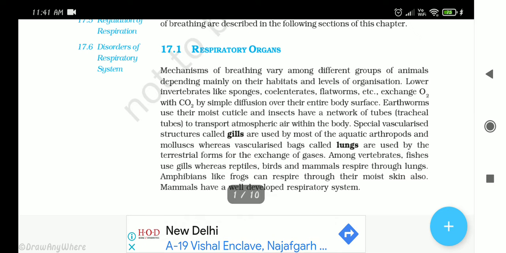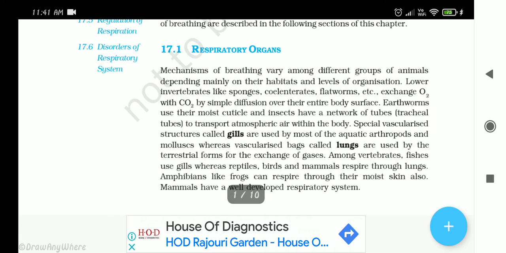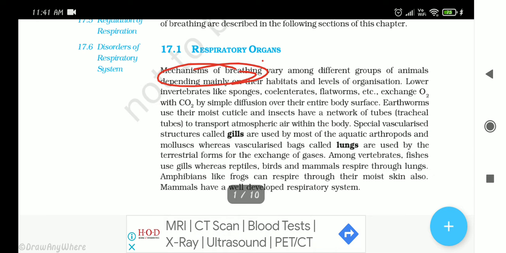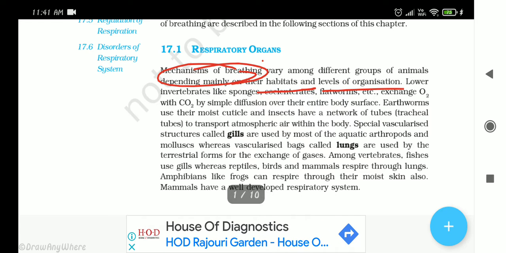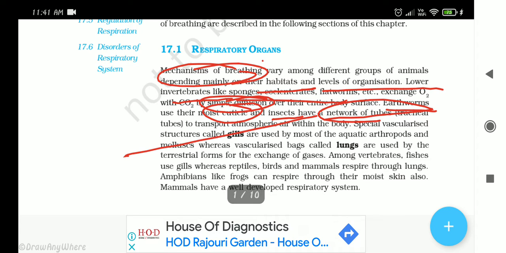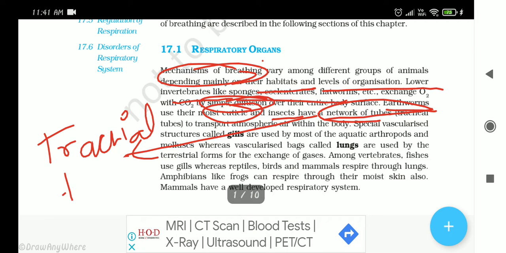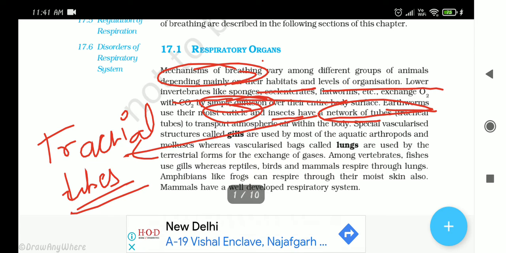We have talked that the breathing mechanism can vary from organism to organism, depending on their habitat and their level of organization. For example, lower invertebrates like sponges and coelenterates have simple diffusion, whereas the earthworm has a moist cuticle and respires through its cuticle. Insects have a network of tubes, the tracheal tubes, and through these tracheal tubes the insects respire.